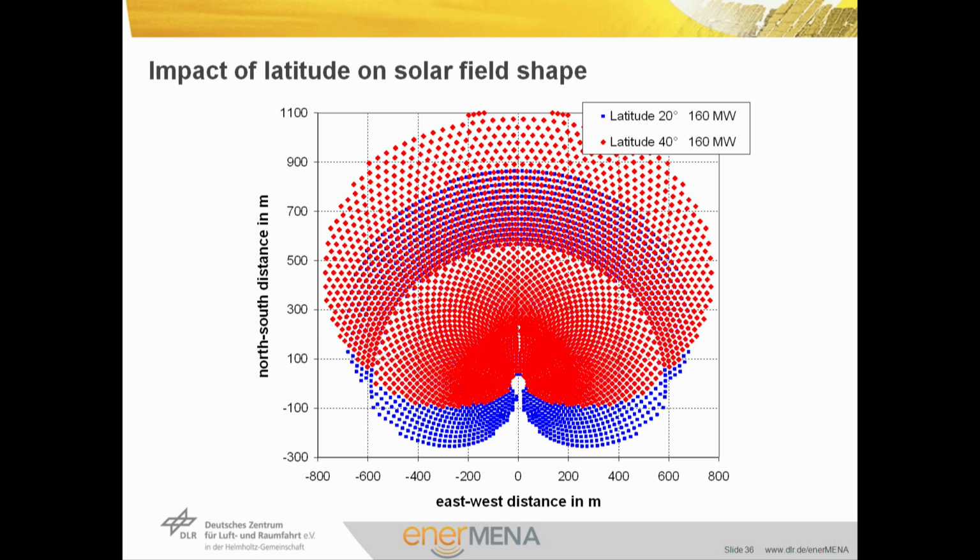And in this figure, the impact of the latitude on the solar field shape and the position of the heliostats are shown. The blue dots show an optimized solar field for 20-degree latitude and the red ones for a 40-degree latitude. The intercept power of both solar fields is the same. So if we go farther away from the equator, the heliostat field evolves from a surround field to the direction of a north-oriented field.